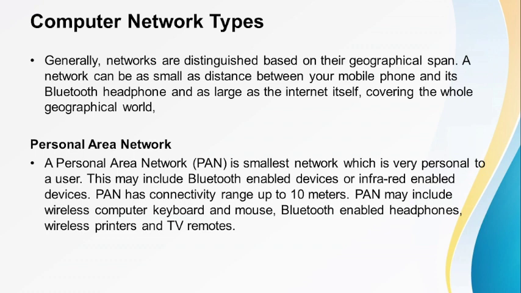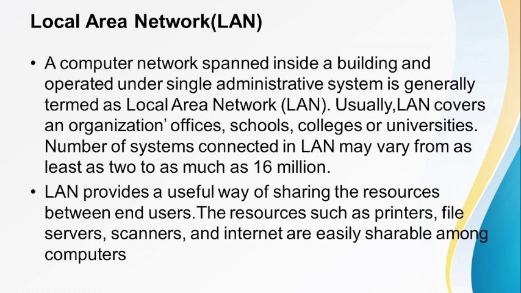Now the PAN has a connectivity range of up to 10 meters. Examples may include a wireless computer keyboard and mouse, Bluetooth-enabled headphones, wireless printers, TV remotes, among others. Then the next one in terms of geographical area is the local area network. This means that a network which spans just inside a building and operates under a single administrative system is generally known as a local area network.